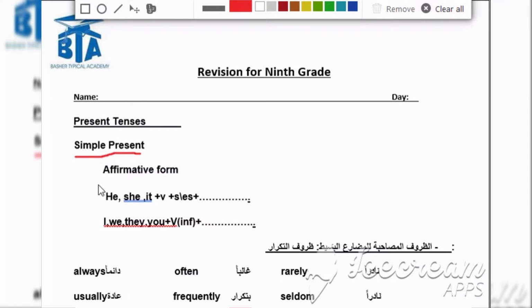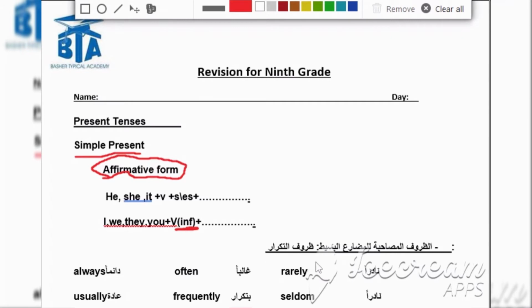We have affirmative form, negative form, interrogative form. First, we will start with the affirmative form. What is the affirmative form of this verb? We will start with singular pronouns. Singular pronouns: he, she, it plus verb plus s or es according to the verb. I, we, they, you plus verb, and this verb is infinitive as you see, without s and without es.